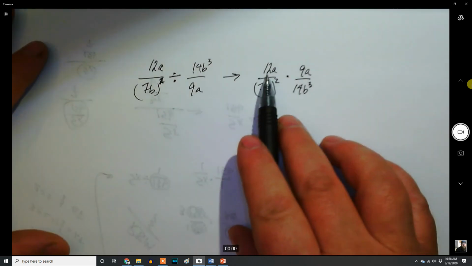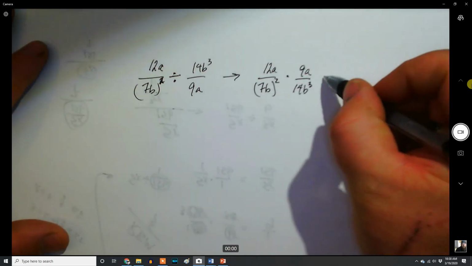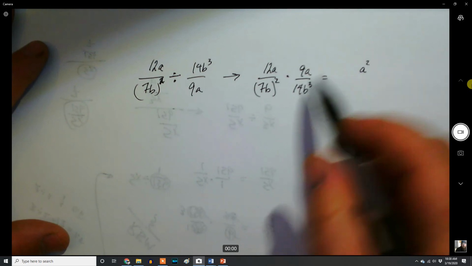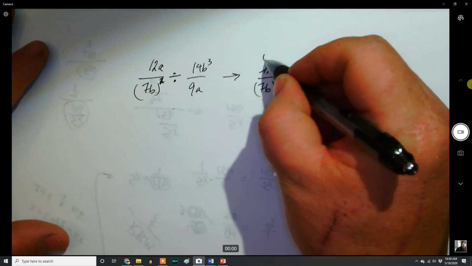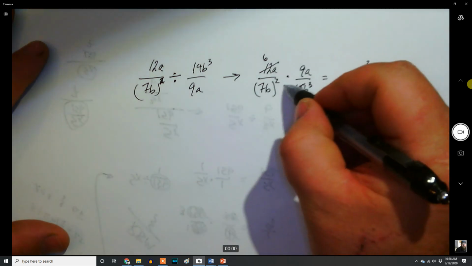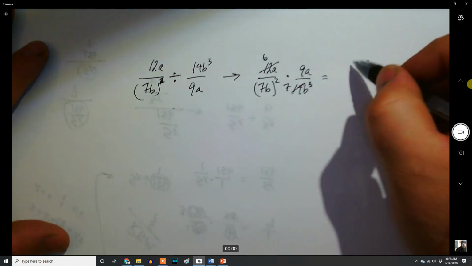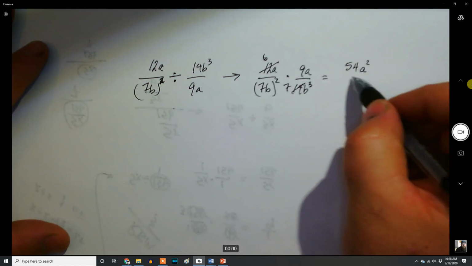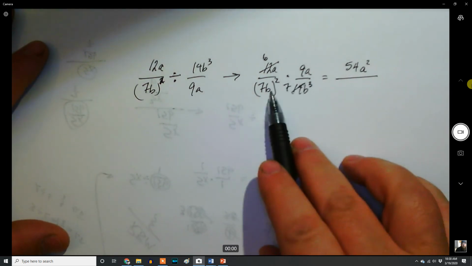Anyway, so look, a times a is, of course, a squared. But check this out. We can reduce the 12 and the 14. That's 6, and that's 7, right? Divide this by 2, divide that by 2. So what we've got is 6 times 9. I think that's 54, right? Can't reduce this 7 and that 9, or this 7 and that 9.